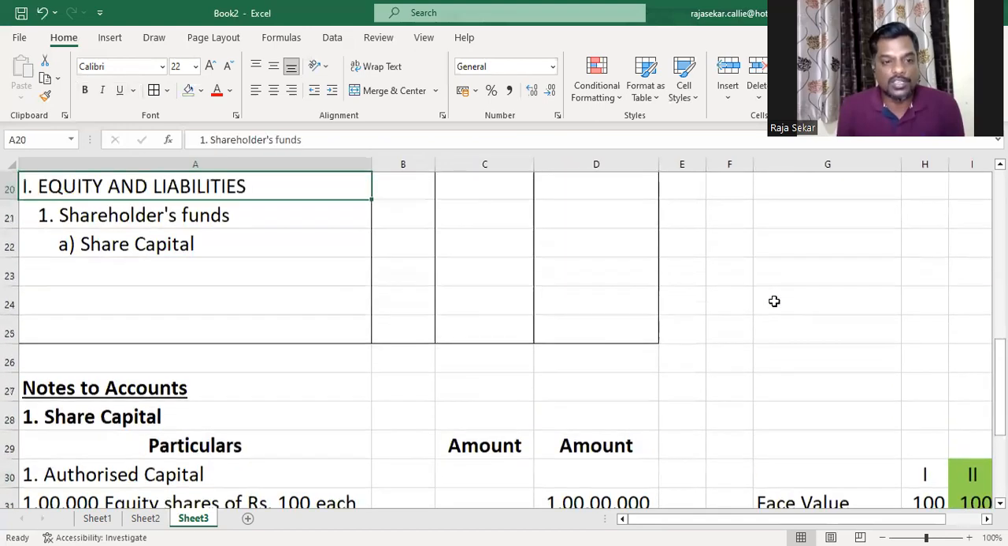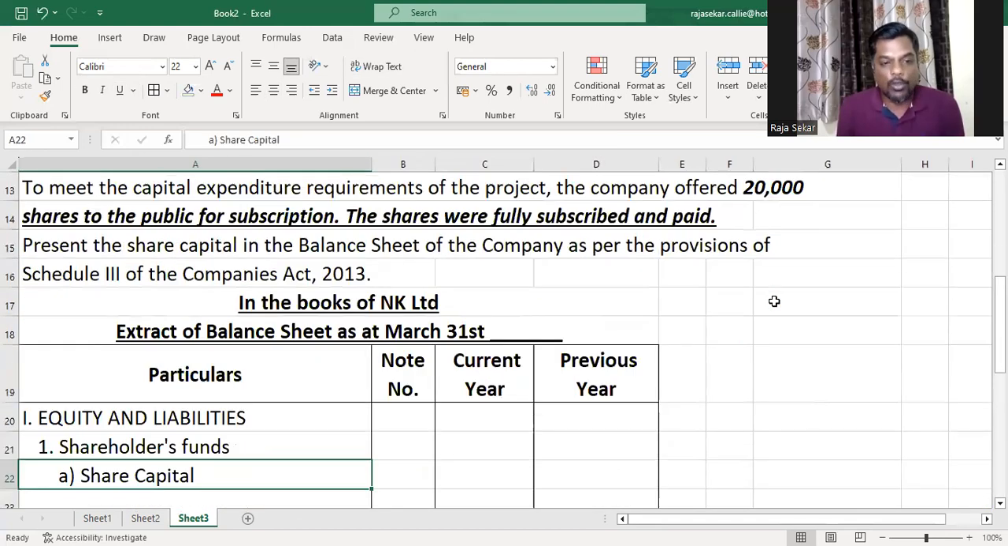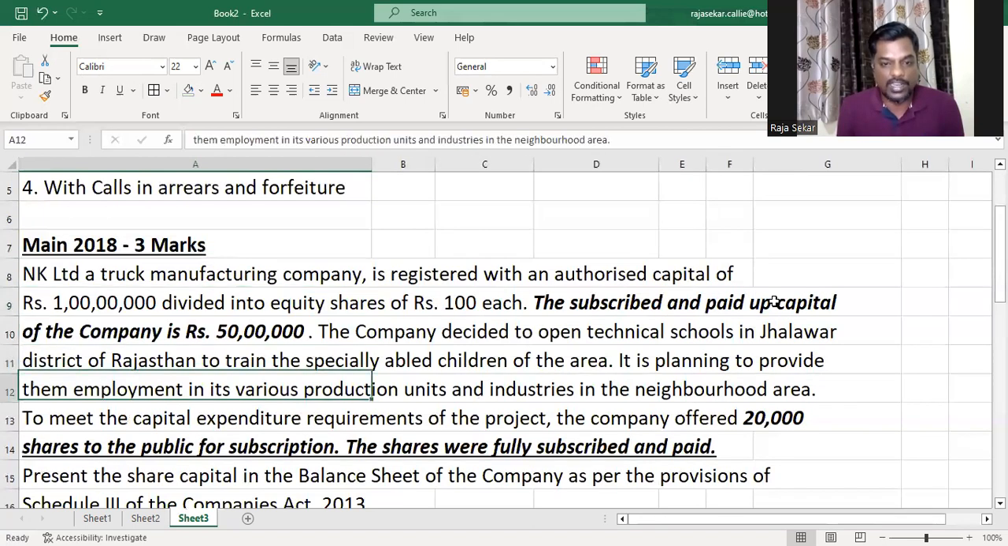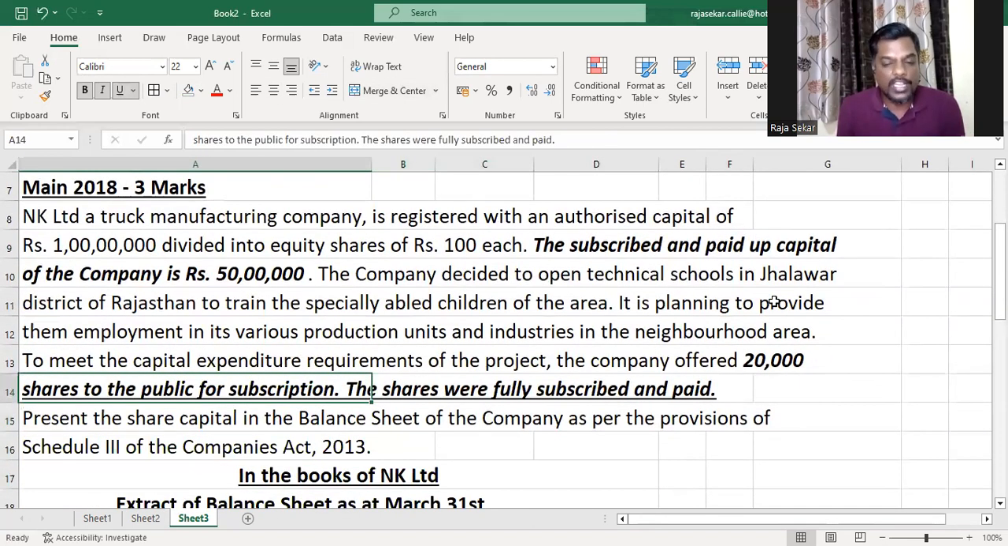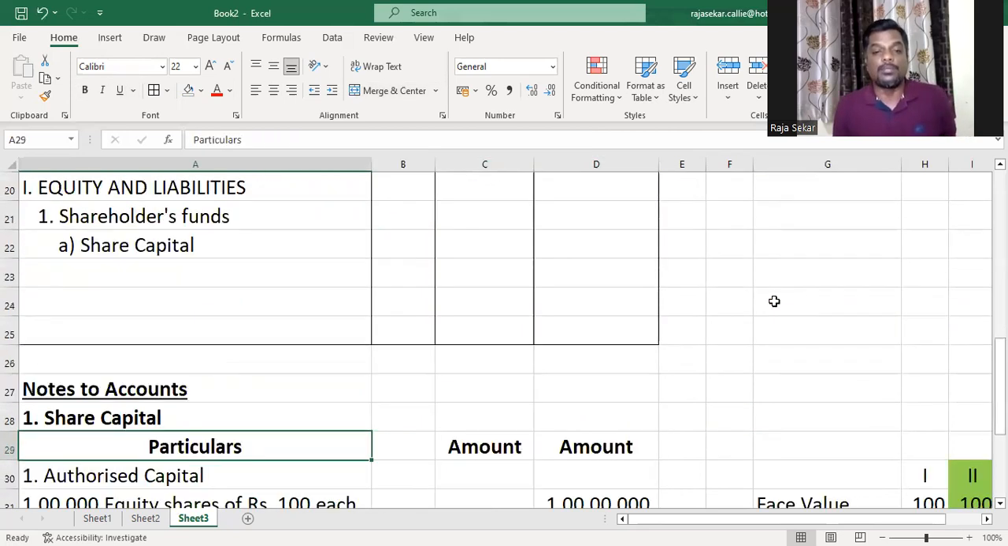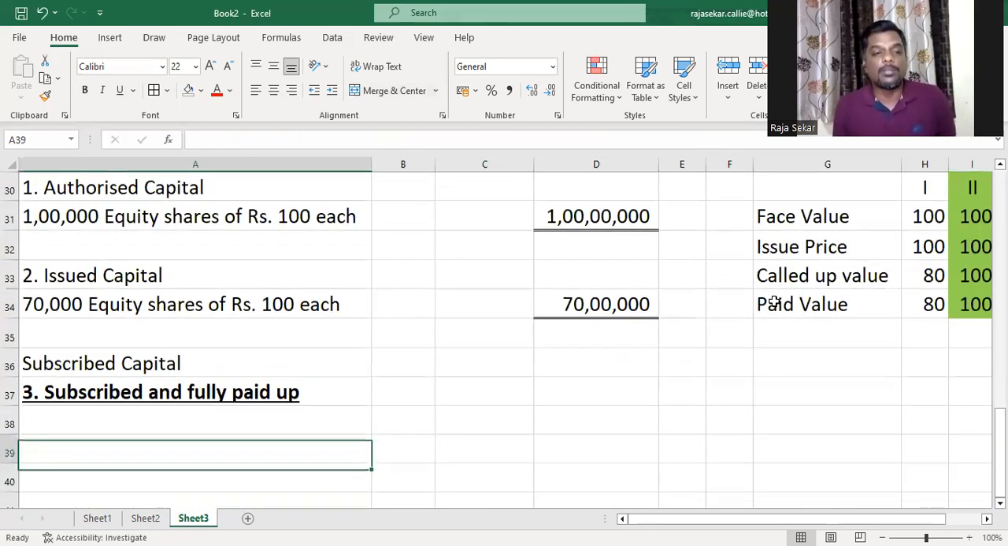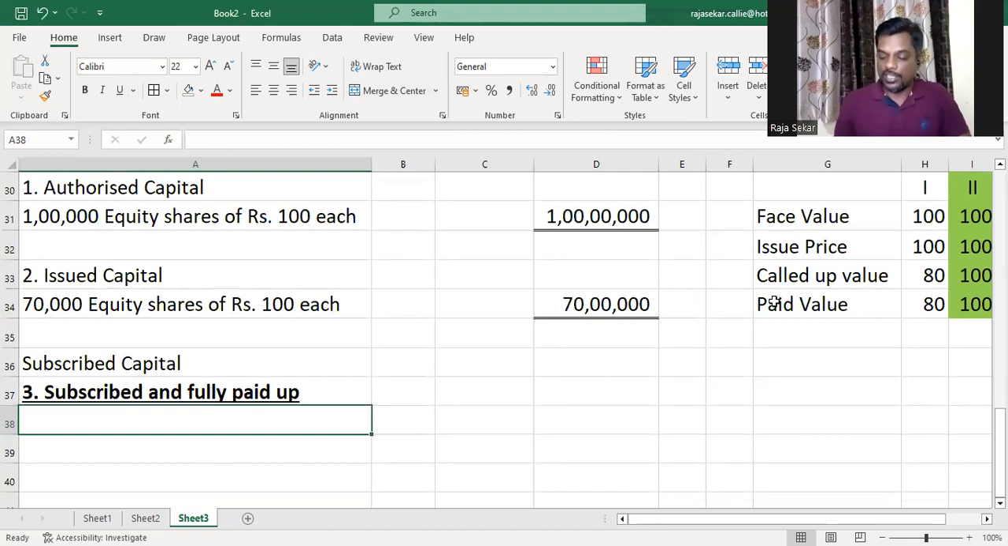Now let's look at this question. In this question, the company already has 50 lakh rupees as share capital, which has been fully subscribed and paid up. And this 20,000 shares issued were also fully subscribed and paid up, which means what, my dear children? Shares have been fully paid up. There is no subscribed but not fully paid up. There are only subscribed and fully paid up shares. How many shares?